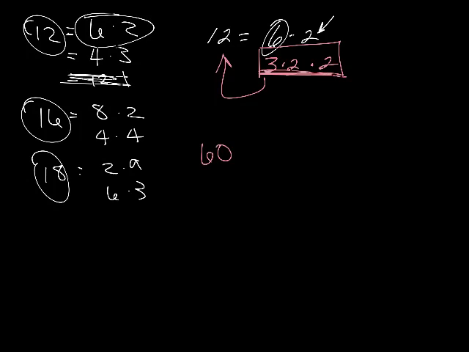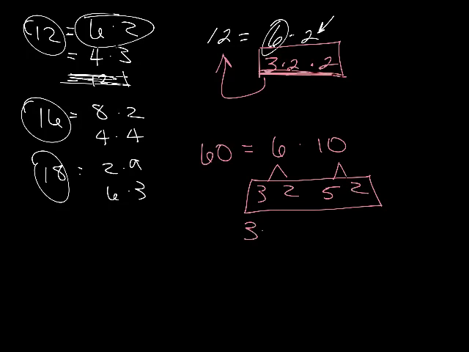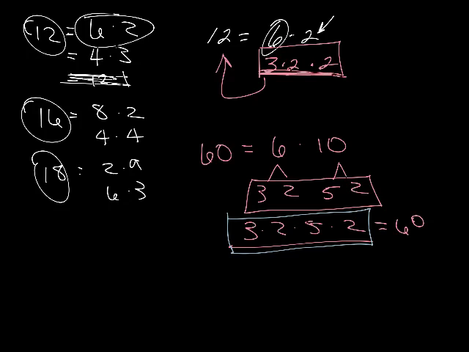So let's look at 60. 60 reduces to 6 times 10. Are either one of those prime? No. So this one is 3 times 2, and this one is 5 times 2. So all 4 of those numbers, if we were to multiply them, we would get 60. So these are the prime factors of 60. All of the numbers, and there might be a whole slew of them, multiplied together to get 60, and each one of those numbers is a prime number. And what I do, and you've learned this before, I'm sure, is the factor tree.